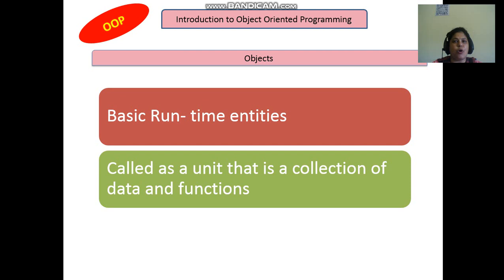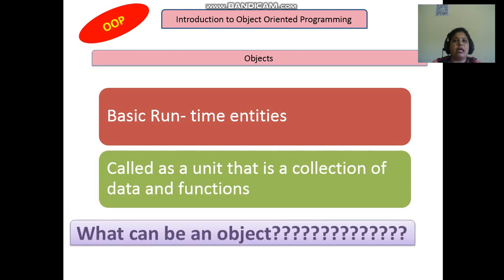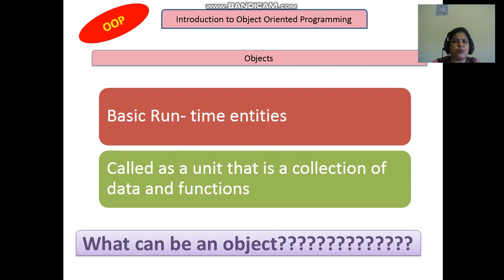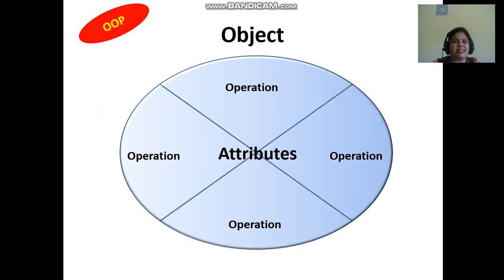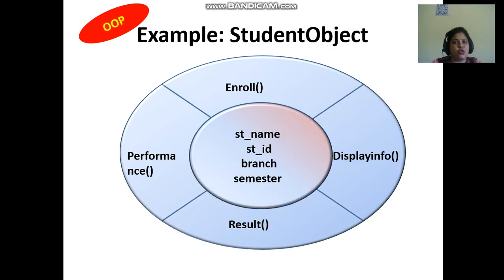So keep in mind, an object is known as a runtime entity since it takes space inside the memory at runtime. Okay. So what can be an object? You can say everything which has certain attributes and certain operations can be termed as an object. Consider a student object. You have different functions such as enrollment, displaying the information, calculation of the results, and displaying the performance.